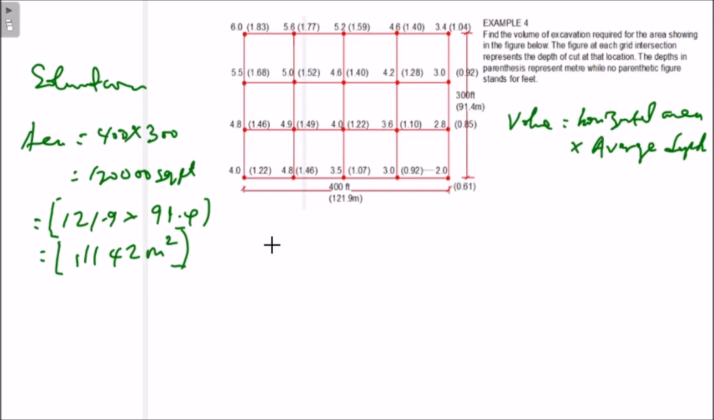So what we now have to get is the average depth. First of all, for the average depth, we have to consider the corner points. The corner points in feet. There are 4 corner points.